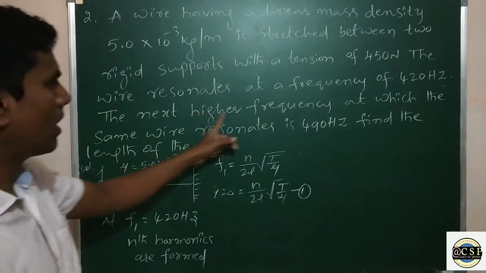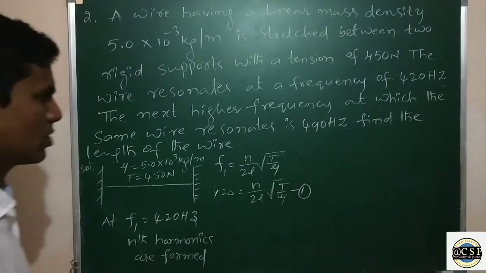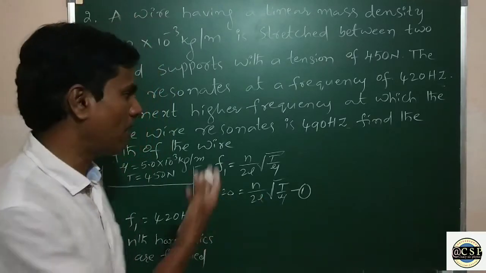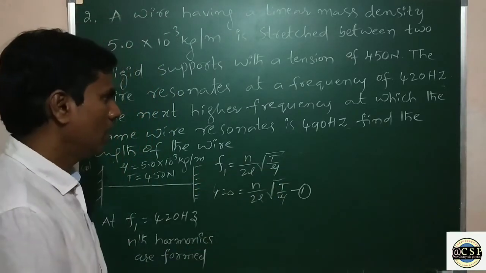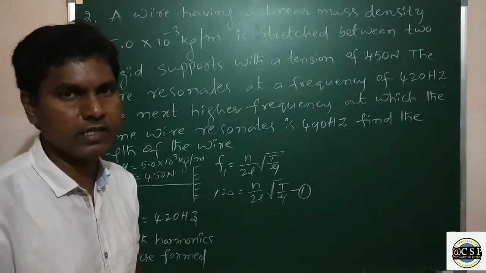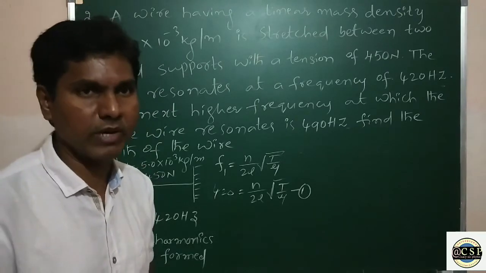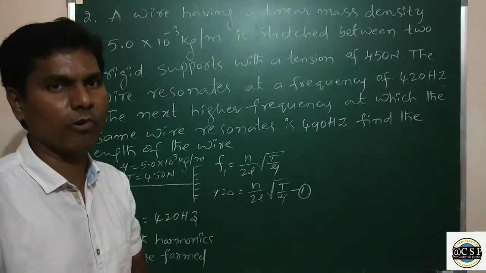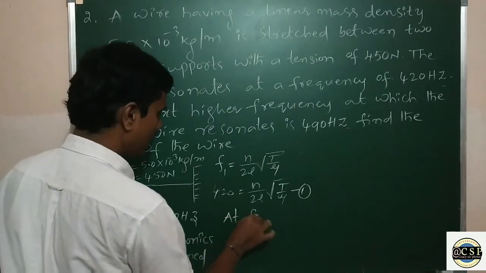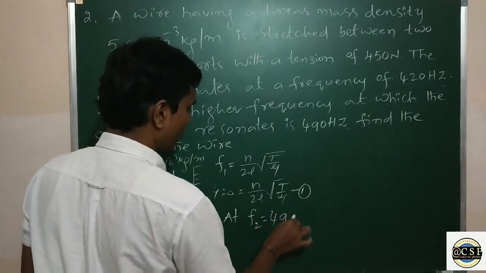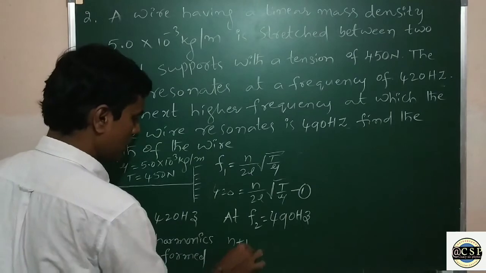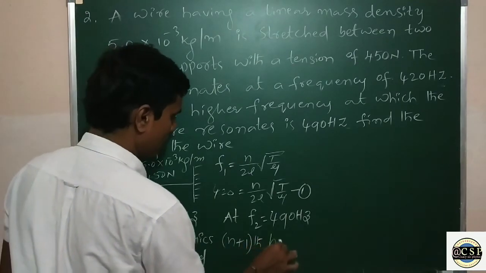And the next one: the next higher frequency at which the same wire resonates is 490 Hz. The same wire, but the frequency is higher here, 490 Hz. When it is vibrating with the frequency 490 Hz, we consider that N plus 1 harmonics are formed between the two supports. So at frequency F2 is equal to 490 Hz, N plus 1 harmonics are formed.